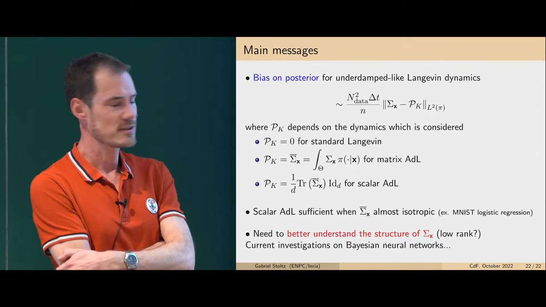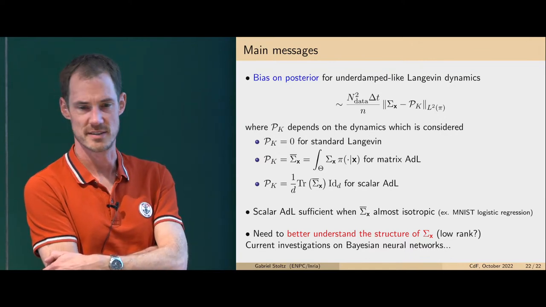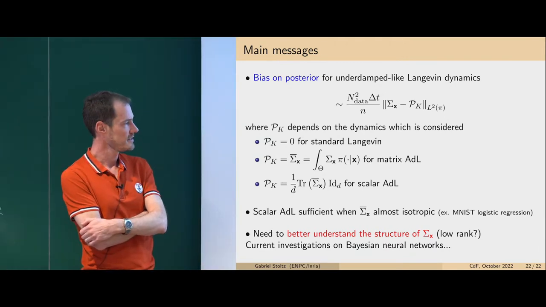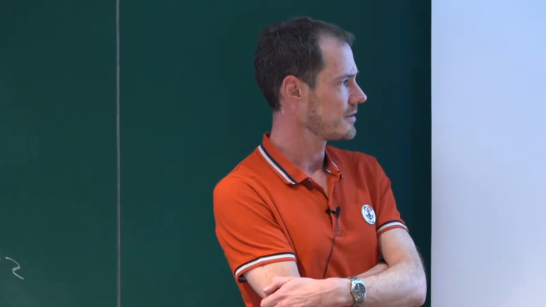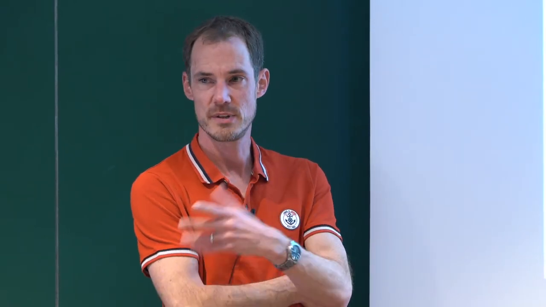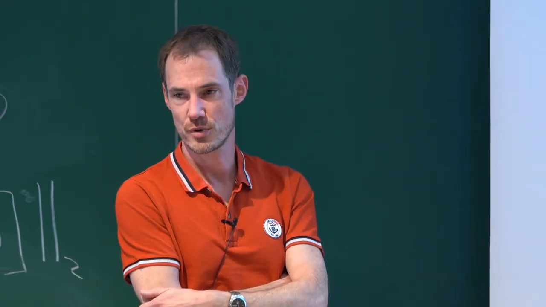And as far as I know, it's not really well understood currently what the structure of this covariance matrix is. What we've seen in our numerical experiments, in particular on Bayesian neural networks, is that this covariance matrix is extremely low rank. Maybe just 1 or 2% of the eigenvalues contribute to the spectrum of this matrix. So typically, if you knew it was rank 1 with a fixed direction, it would be very easy to remove the mini-batching error. At the moment, I'm not sure what the actual structure of this covariance matrix is.